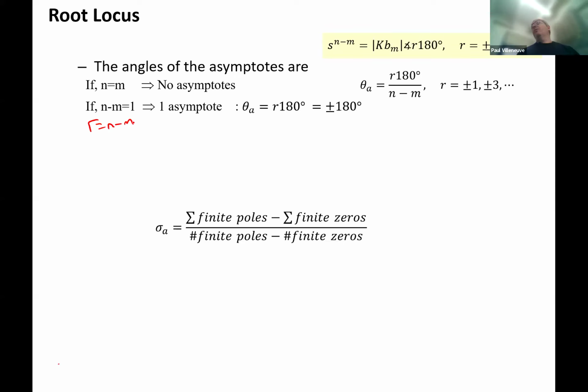So if R is equal to N minus M, 2 minus 2, then R is equal to 0. I don't have any angles of asymptotes. If R is equal to 1, I have plus or minus 180. If it's equal to 2, then I have plus or minus 90. Does that make sense?